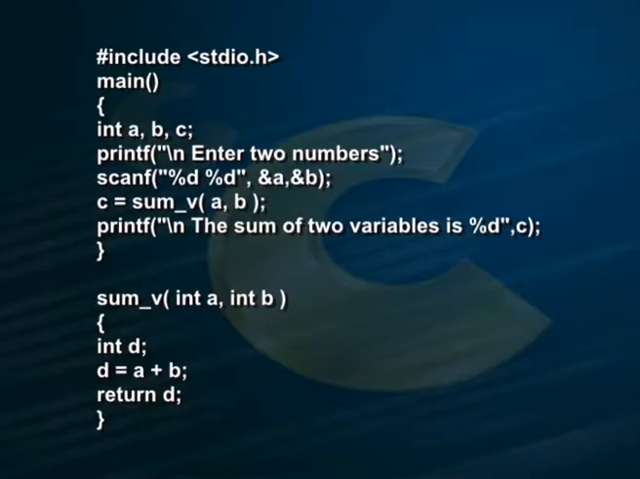Let us consider another example of a function. In this program, within main, declaring 3 integers a, b, c and reading 2 values a and b, then c is equal to sumv within braces a, b. Then we come to the function definition sumv int a, int b, within braces declaring another variable d, d is equal to a plus b and return d.